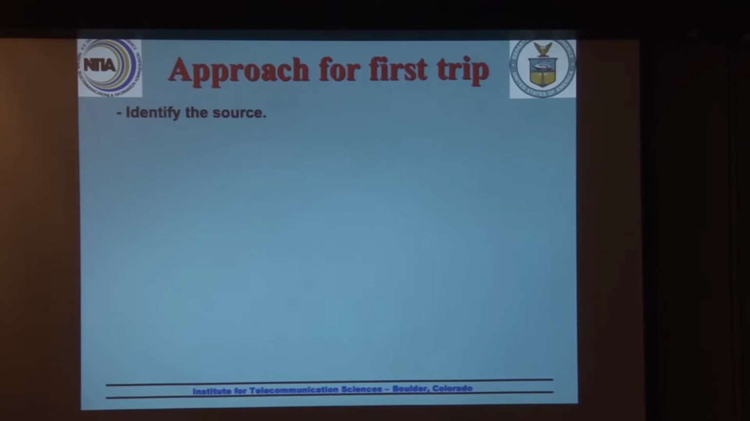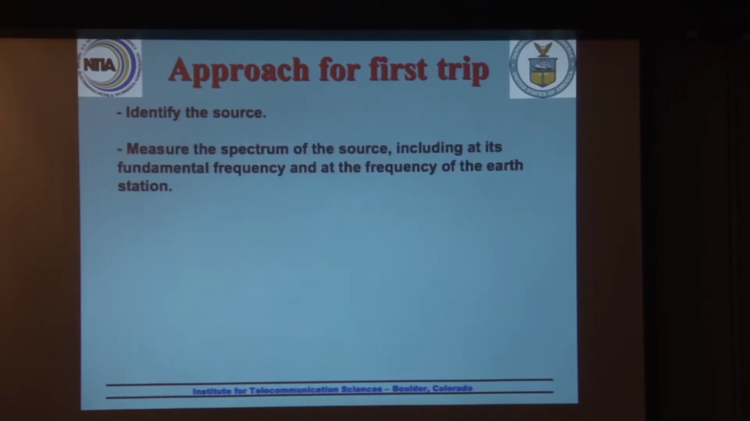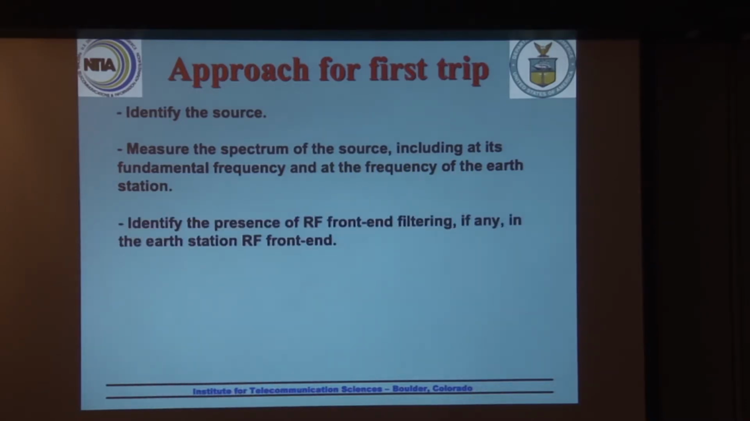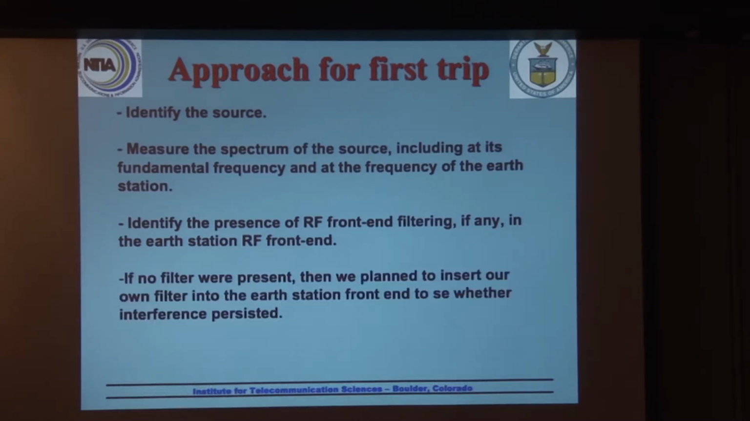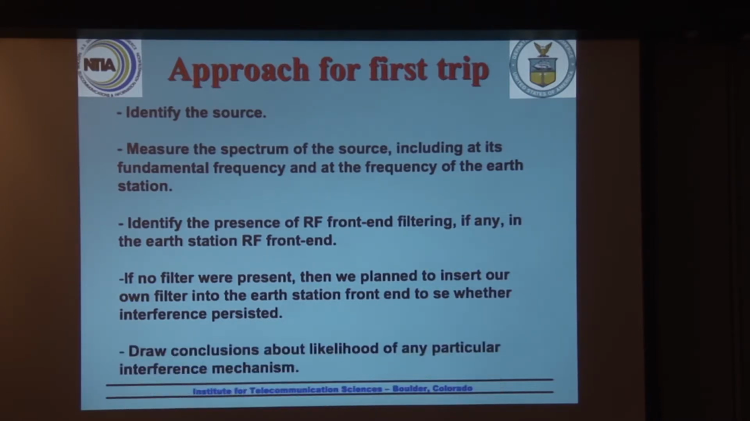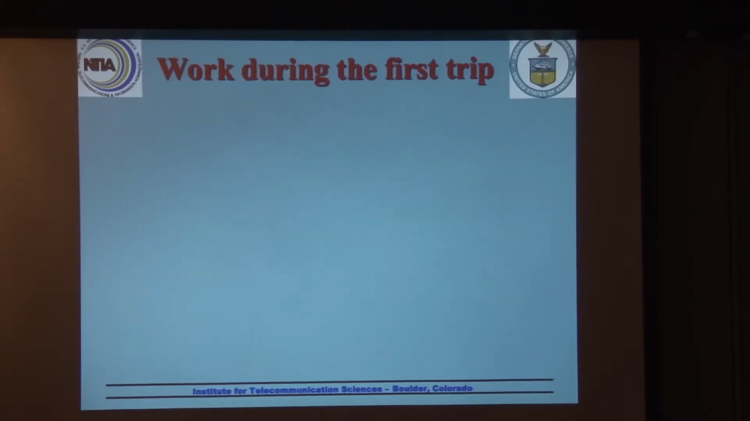So for the first trip, again, same steps basically. We're going to find the source. We're going to measure the spectrum of the source, just like we did in the case history you just saw. We're going to measure it at its fundamental frequency, and we're going to measure in particular the amount of power that's coming out of it at the frequency of the earth station. We're going to identify the presence of RF front-end filtering, if any, in the earth station RF front-end. We just couldn't tell by talking to people on the phone and getting some of the diagrams. It just wasn't clear. If no filter turned out to be present at the earth station, we were going to insert our own filter that we brought with us. And then from that point we would draw conclusions about where to go from there in terms of tracking down the interference mechanism.